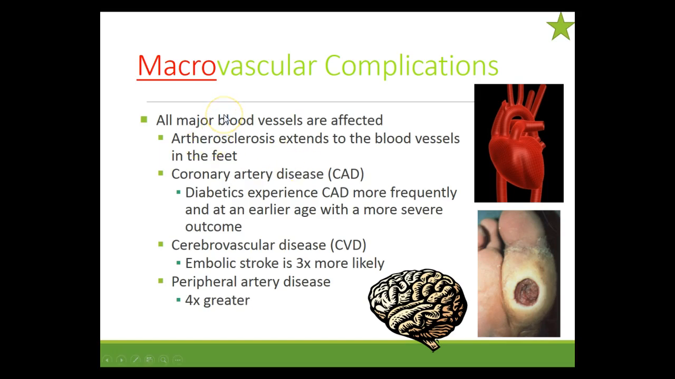So the macrovascular complications involve all the major blood vessels: atherosclerosis, coronary artery disease, and cerebrovascular disease, so embolic stroke is 3 times more likely, and peripheral arterial disease is 4 times greater. Again, think heart, brain, extremities.